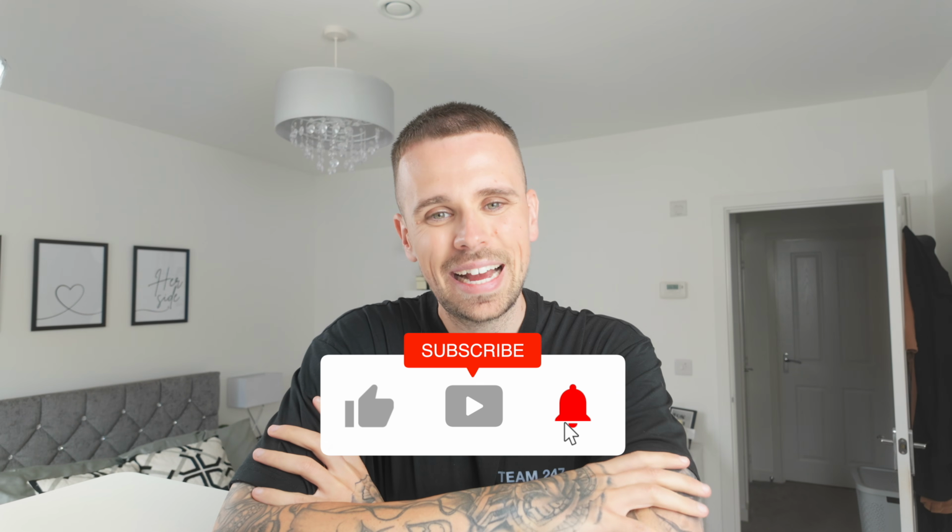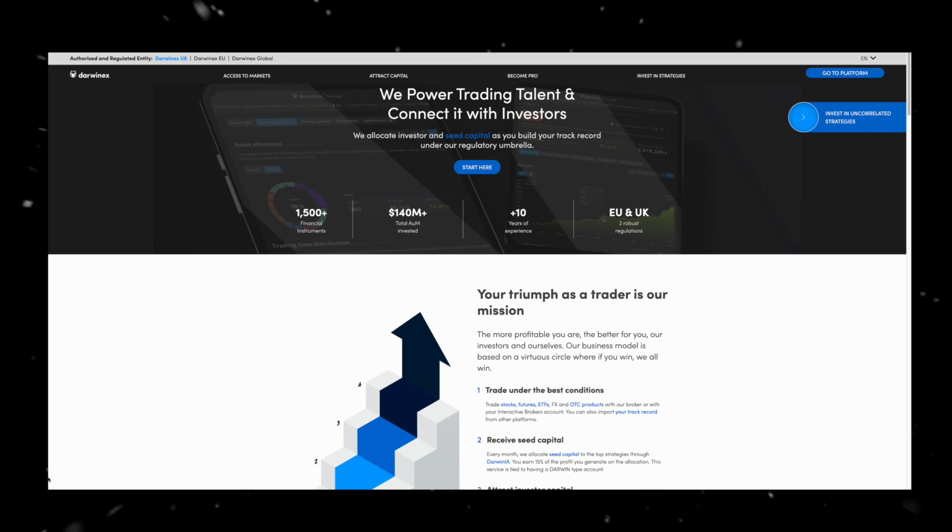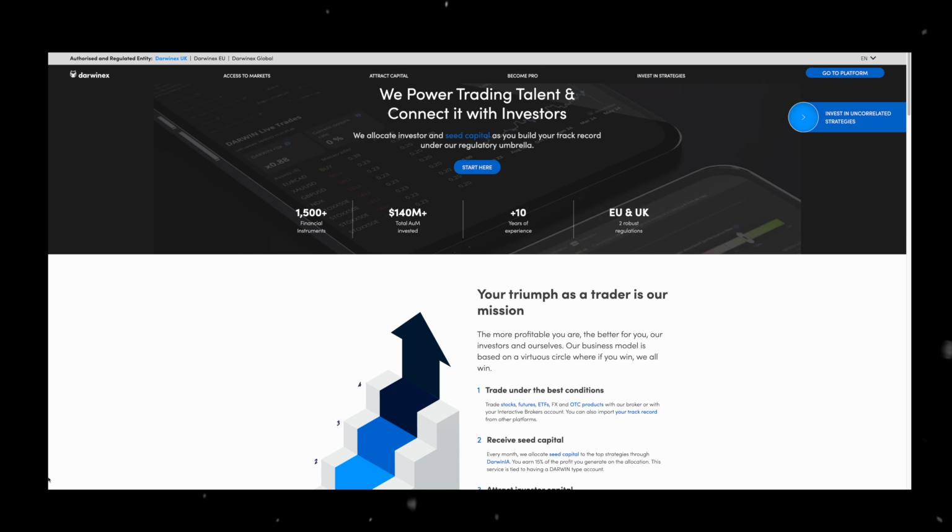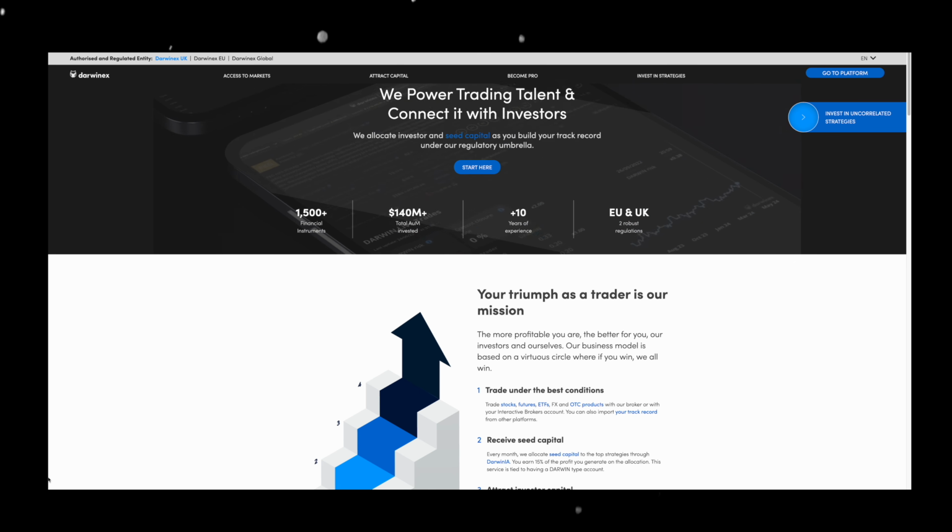But to put it very quick and simple, you have Darwinex Classic and you have Darwinex Zero. Now, Darwinex Classic requires you to deposit your own funds of minimum £1,000, trade on those and build your record, and you can attract investor capital.